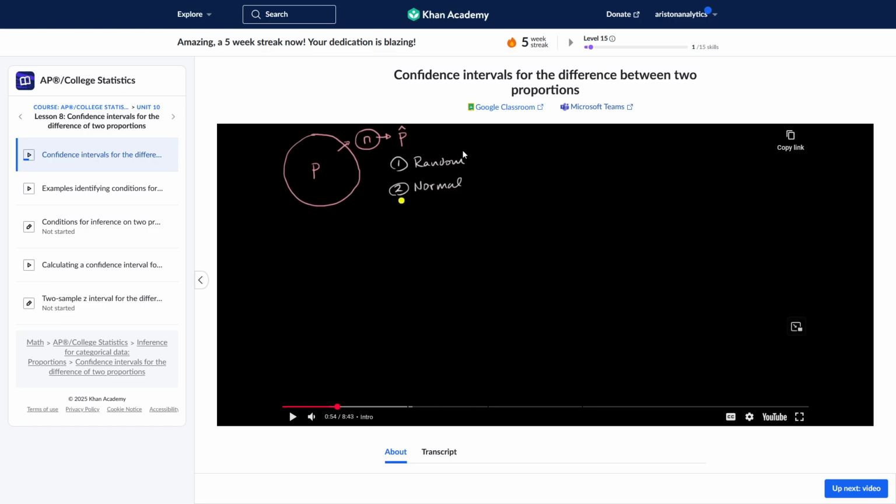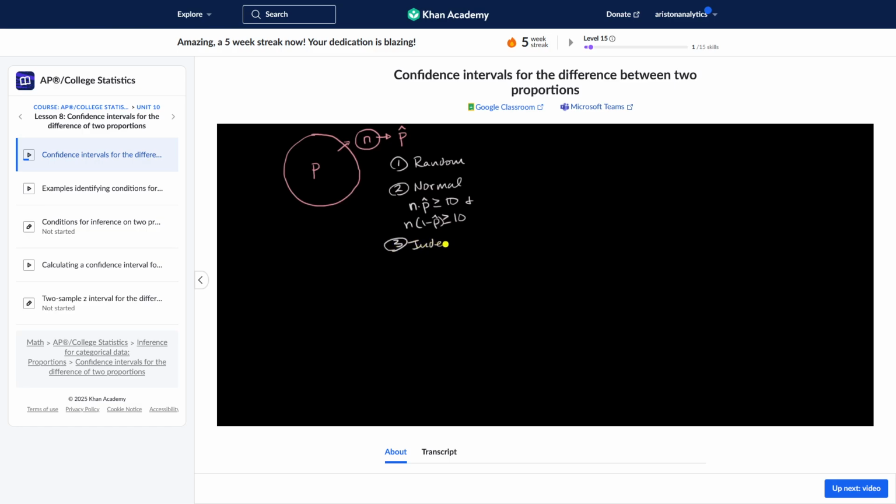So random is to do with experiment design, normal is to do with the expected failures and successes, and then independent. So n times our sample proportion should be greater than or equal to 10, and n times 1 minus our sample proportion should be greater than or equal to 10. We've seen that multiple times before. And then the third one is the independence condition. And there's two ways to meet this. For the difference between the two proportions, so this is likely going to be some sort of sampling distribution operation.